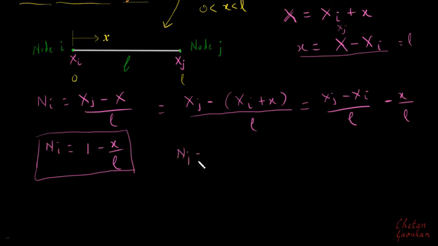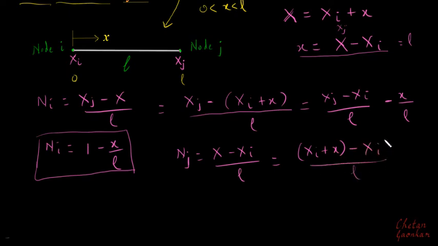Similarly, Nj, which is given in terms of the Cartesian or global coordinate as (X minus xi) by L, can be further written with this X as xi plus x, minus xi by L, and this xi will get cancelled with this xi. So Nj can be written as x by L. So these are our shape functions for the 1D linear element in terms of the local coordinate system.